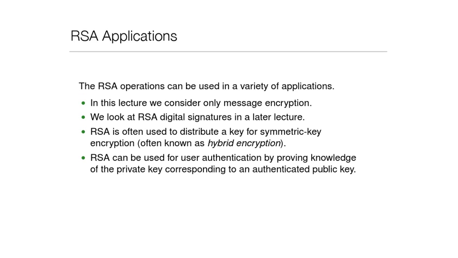So that means RSA can be used to provide the knowledge of the private key corresponding to an authenticated public key. Since RSA is a public key encryption scheme, somebody can encrypt a value and send it to another person, and the other person can only decrypt it if he owns the private key corresponding to that public key.